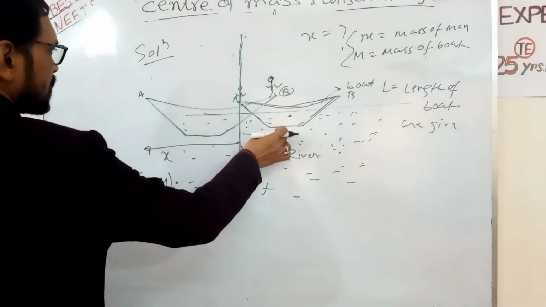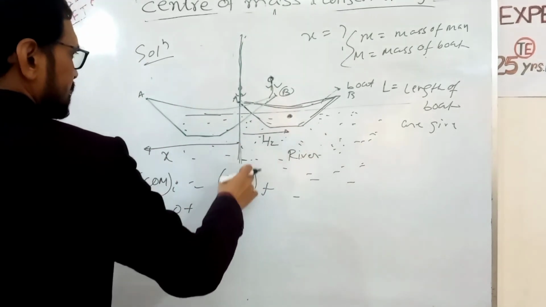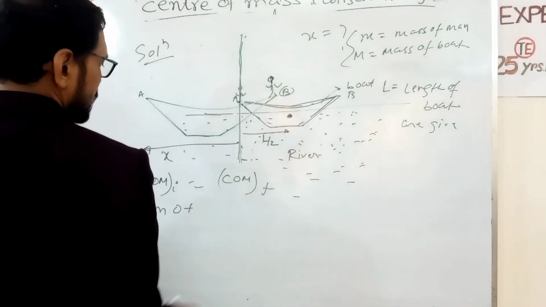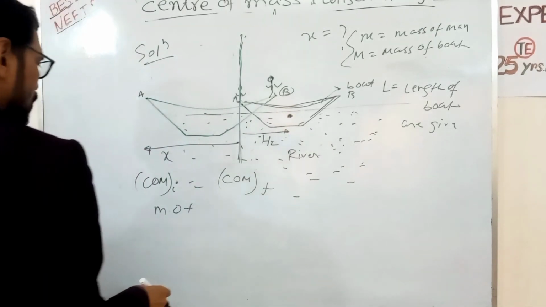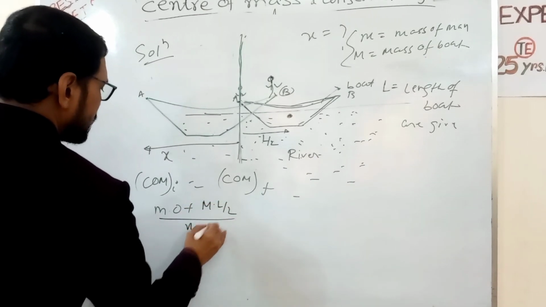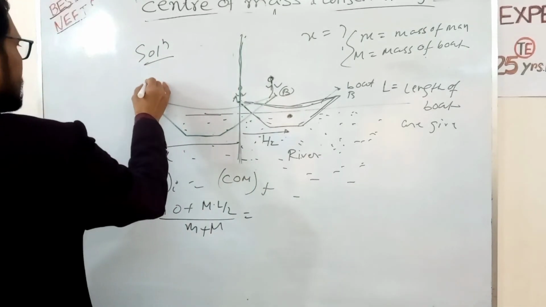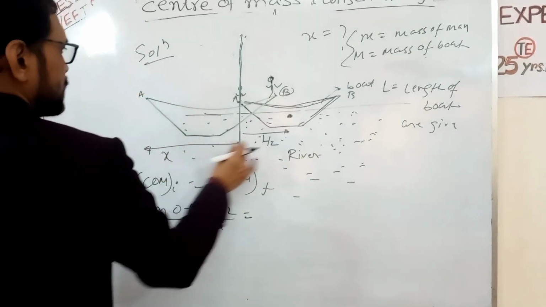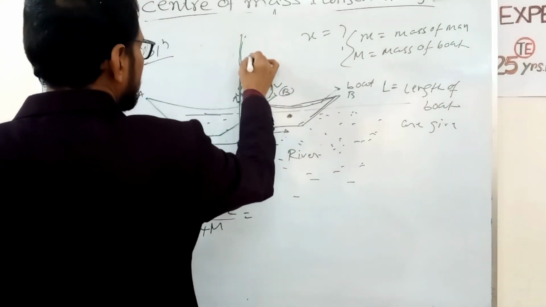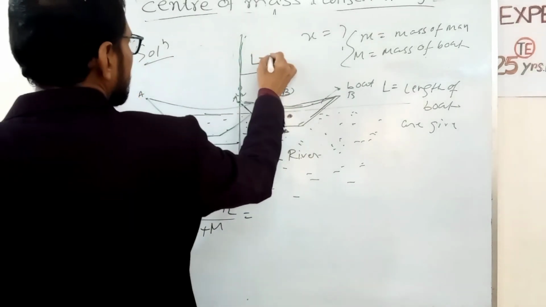At the midpoint, the center of mass of the boat is located. So m into 0 plus M into l by 2, by (m plus M). Center of mass of the final position: here the man is here. So if the total length is l and this is x, then this will be l minus x, because this length is l minus x.